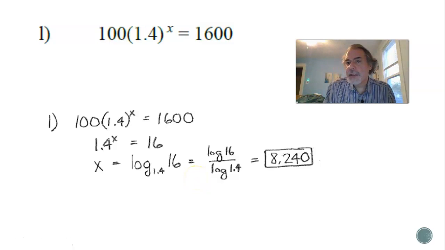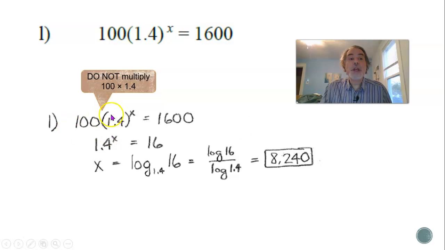A couple of warnings, things not to do that I see some people mess up on this kind of problem. Do not multiply 100 times 1.4 here. Powers come before multiplication in the order of operations. So we can't multiply the 100 times the 1.4 and then raise that whole thing to the x power.